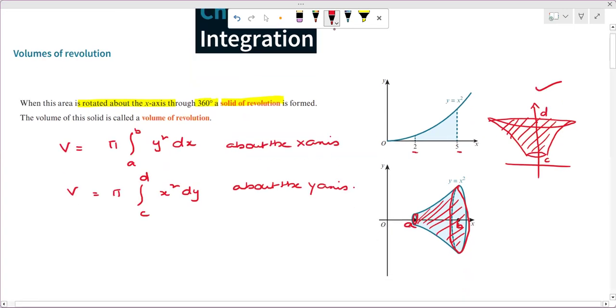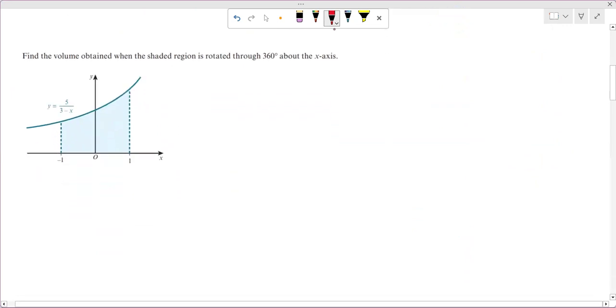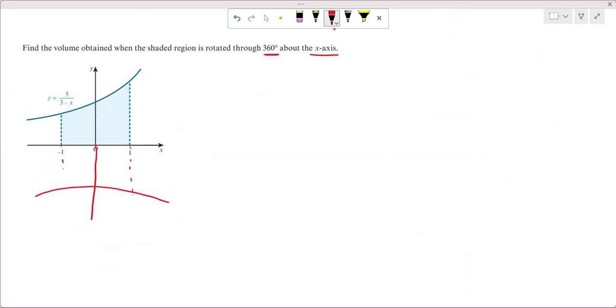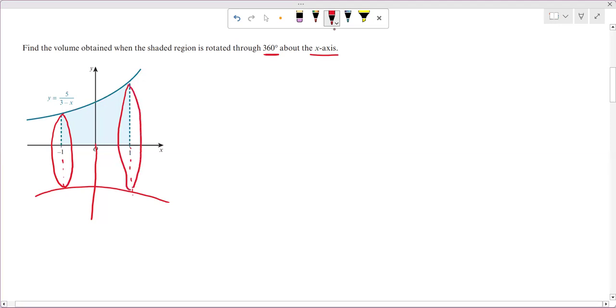See here. Let us take one problem. Here I have taken one problem: find the volume obtained when the shaded region is rotated through 360 degrees about the x-axis. If I extend this, about the x-axis it will be rotated like this, revolving around 360 degrees. It forms a solid shape like this, and we need to find this full volume. How to find this volume? See here, the values are already given, -1 to 1.